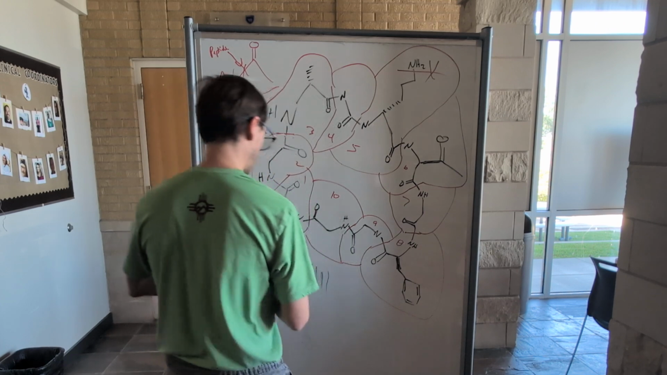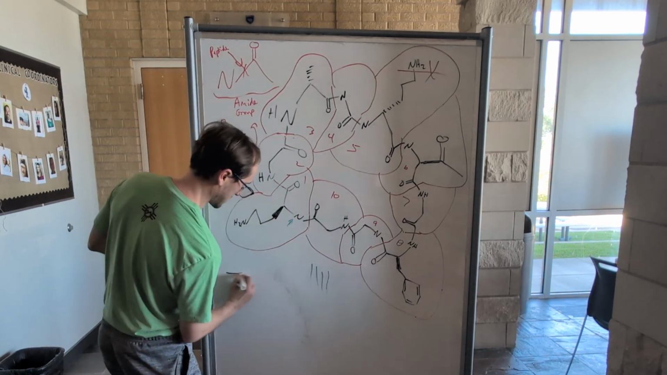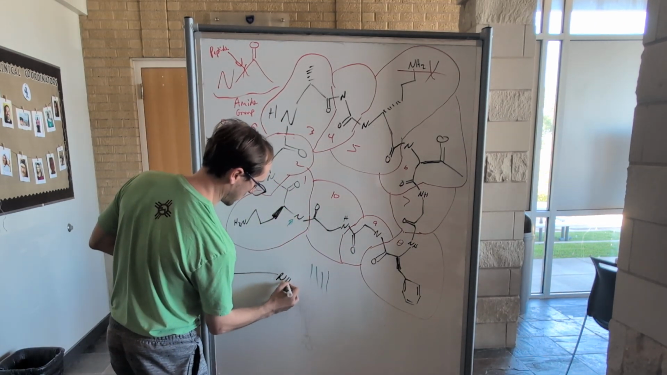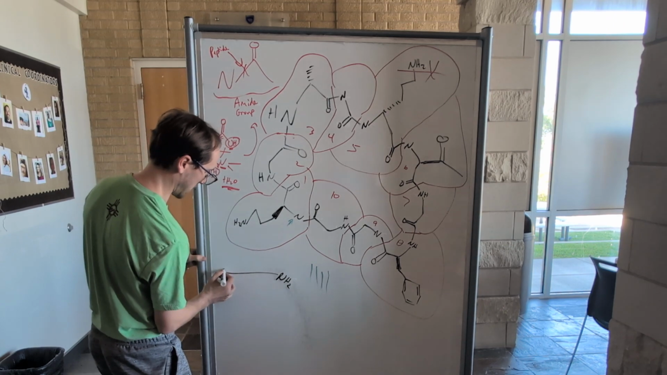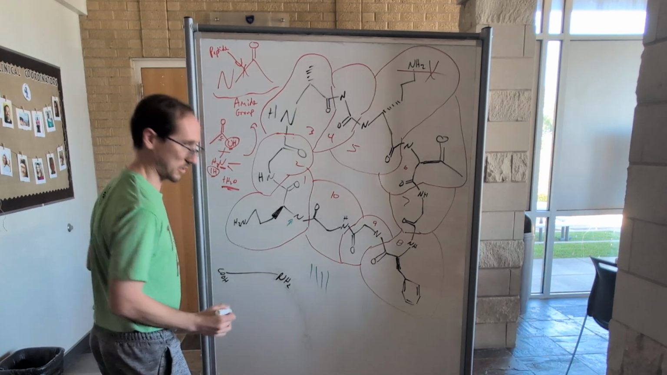And if he draws it out as a line of amino acids, one end will have your NH2 on it, and the other end will have the carboxylic acid on it.